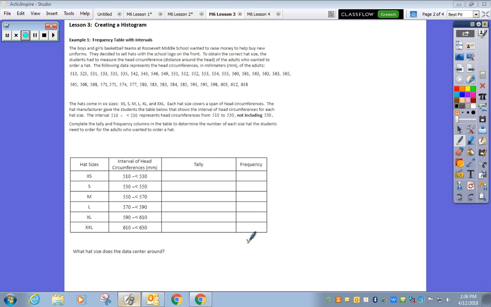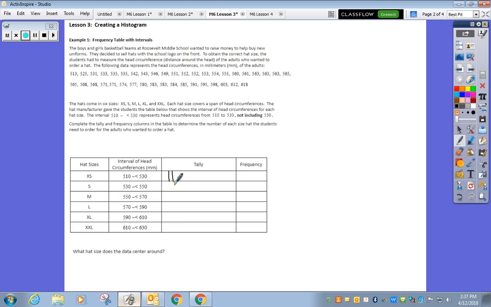In order to fill in this frequency table, we're going to be looking at our list and seeing how many numbers on our list fit in this interval. If I look at the first number, it's 513. 513 would fall in the first one. It falls between 510 and less than 530. So I would make a tally mark to show that I have one of those. The next one is 525. That would also fall within this same interval because it's less than 530 but greater than 510.